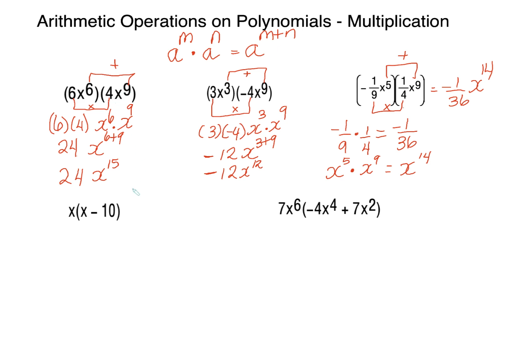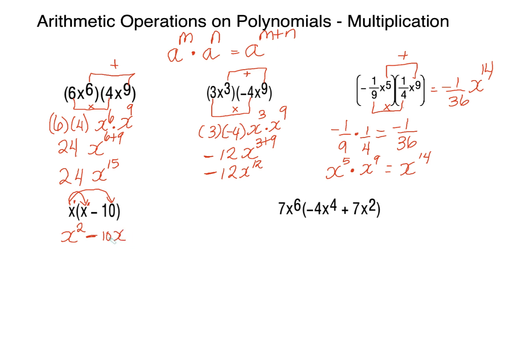But on the test, you may have a monomial, which is the x, multiplying a binomial. So if you have two terms, we call that a binomial, because bi means two. Now, in class, for my college students, I would multiply it like this. So x times x gives me x squared, because remember, you have the invisible 1 plus 1, which gives you 2. And then the x times the negative 10, I get negative 10x.